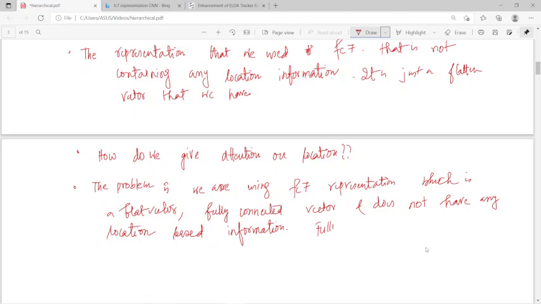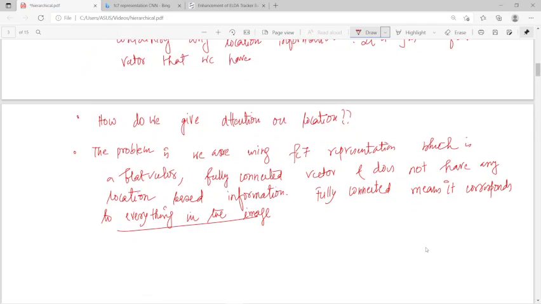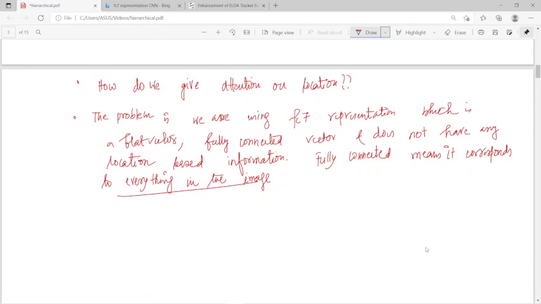And what do you mean by fully connected? The meaning of fully connected is that it corresponds to everything in the image, right? It corresponds to everything in the image, not a particular location. So how does it look? Say I am writing it like this, say this is the input.